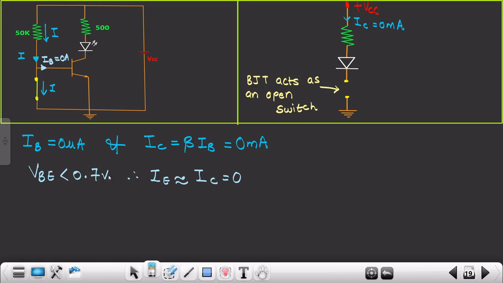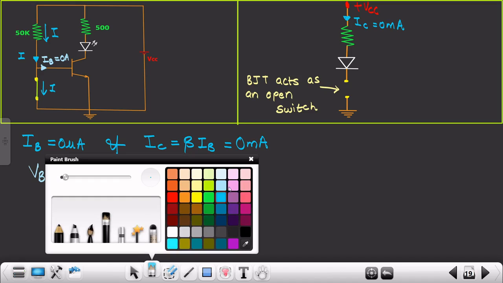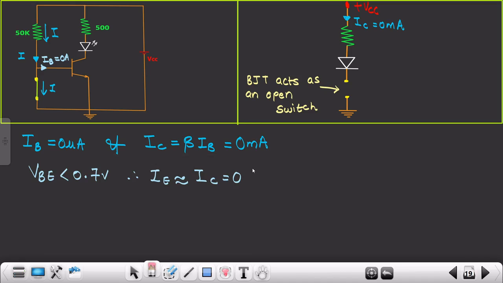So, and why is it less than 0.7 volt? Because your IB is 0, and therefore your output current IC is 0. So long story short, what we can conclude over here is this. I'm writing all of these points in a detailed way because the devil is in the details. Once you understand this detailing part, the conceptual part, you would be able to design a lot of things, right?